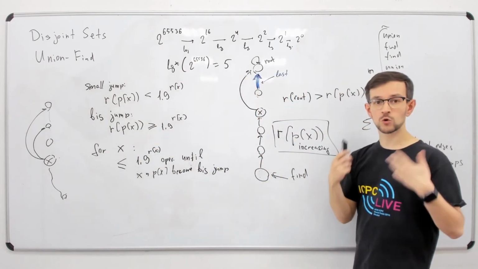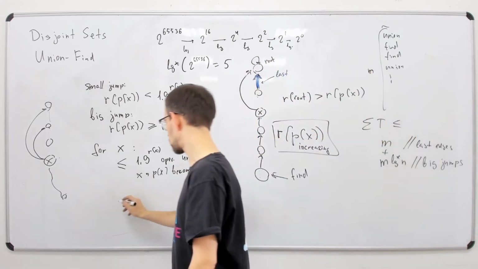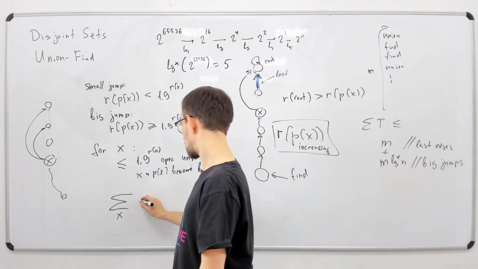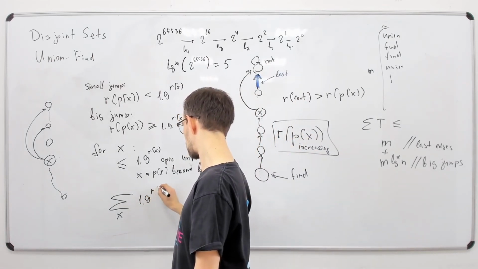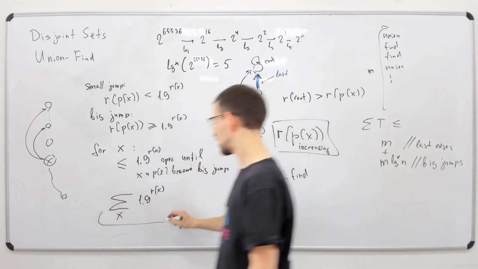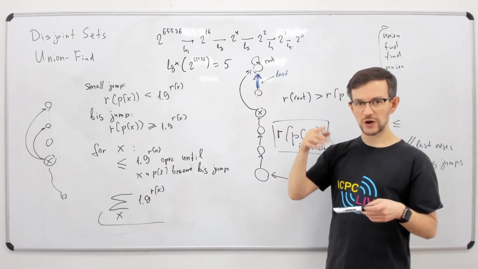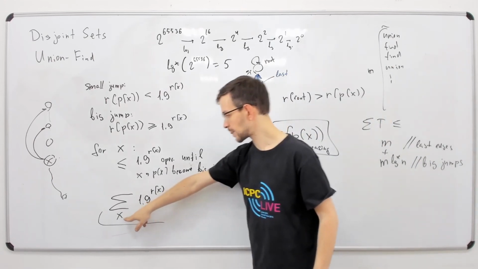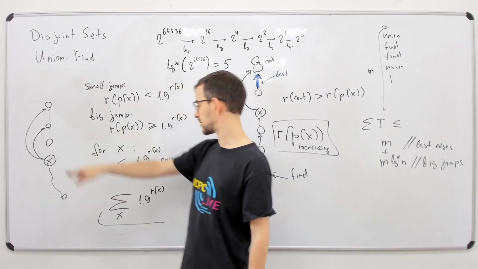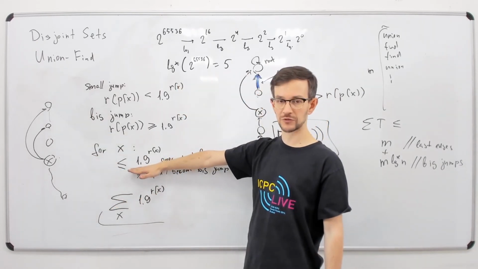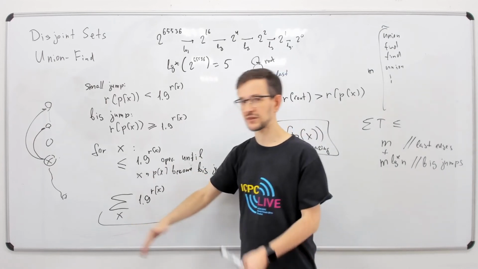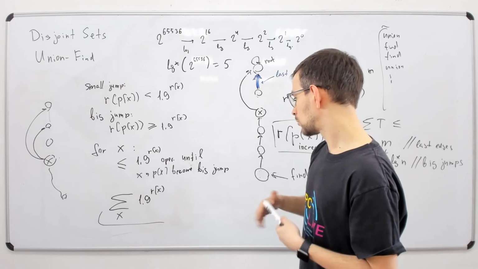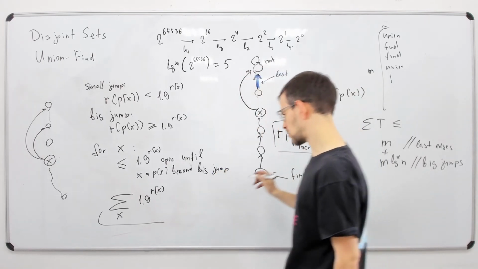That's all. Now let's calculate the total number of operations like this. I want to calculate the sum for all nodes of 1.9 to the power of rank of x. So this will be the total number of operations which access all elements. For each element x, we go through this element at most this number of times. So now let's calculate the sum of all these values. How to calculate this sum? It's actually quite easy.